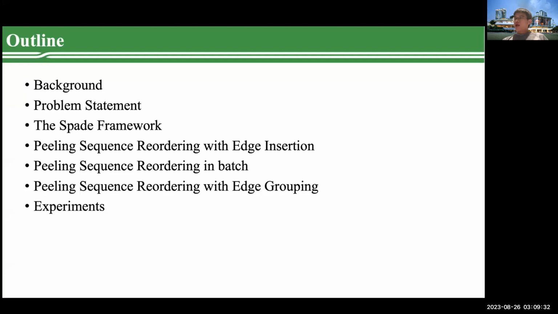Let's begin by outlining the key components of our presentation. I will start with the background of our research, then I will introduce the problem statement, followed by a detailed exploration of the SPADE framework. I will introduce peeling sequence reordering techniques. Finally, I will present insights from our experiments.